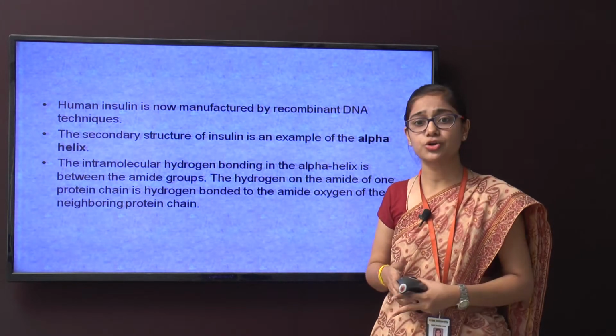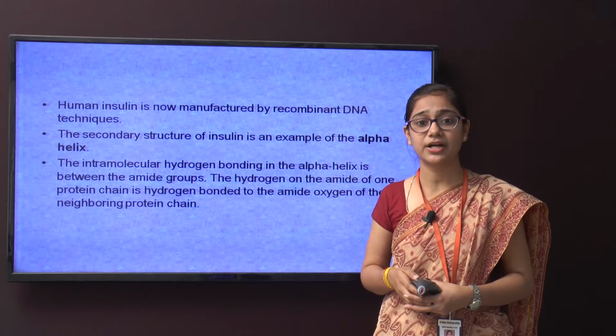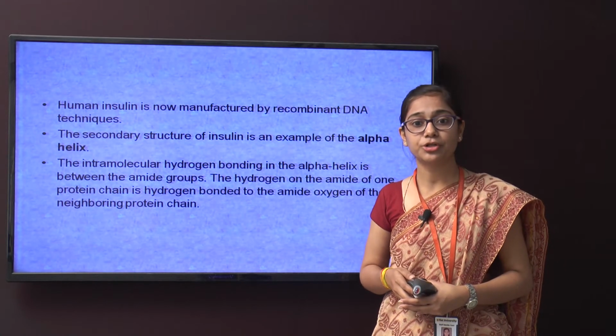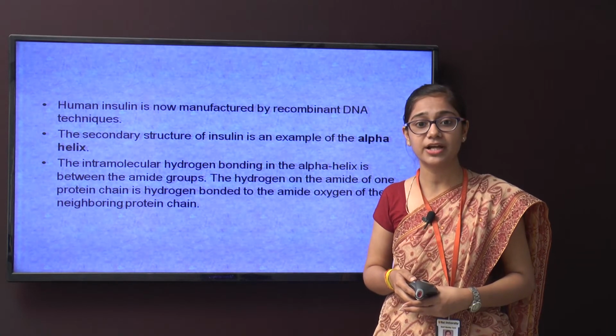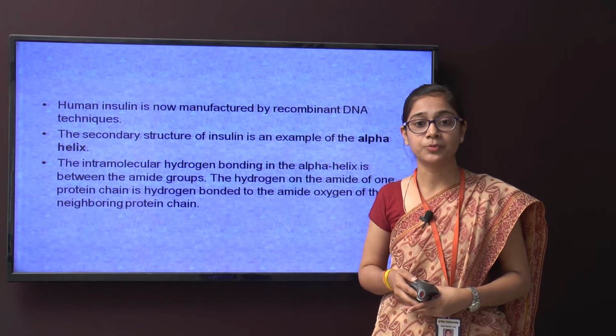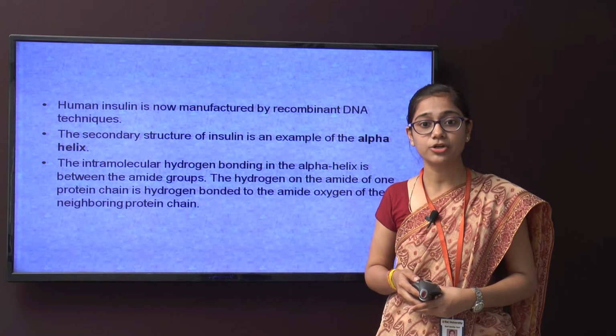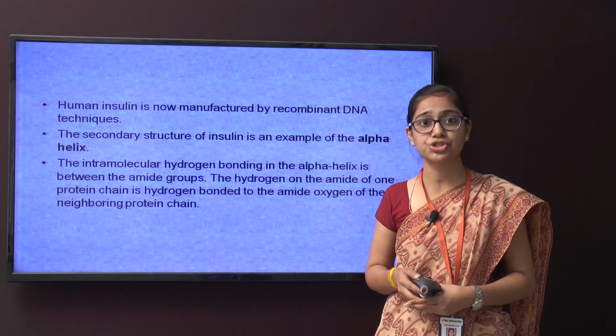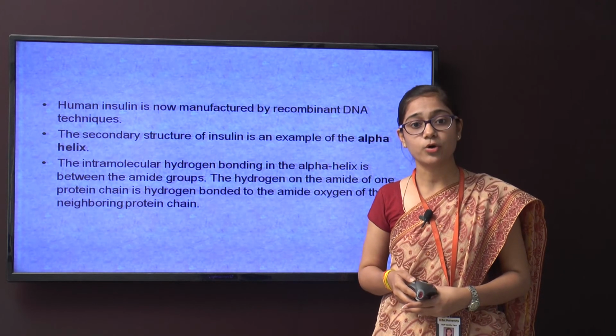The secondary structure of insulin is the alpha helix, and the intramolecular hydrogen bonding in the alpha helix is between the amide groups. The hydrogen on the amide of one protein chain is hydrogen bonded to another amide oxygen on the neighboring protein chain.